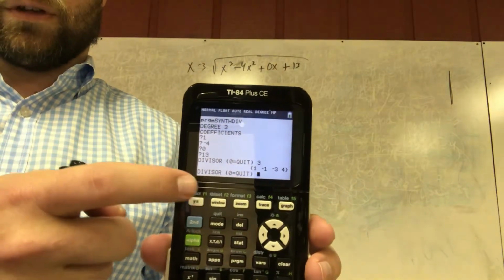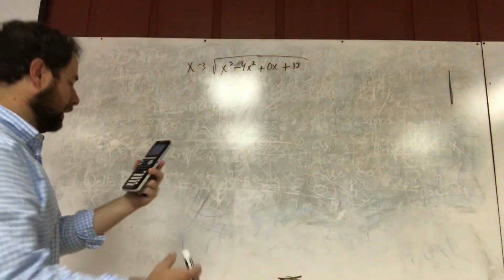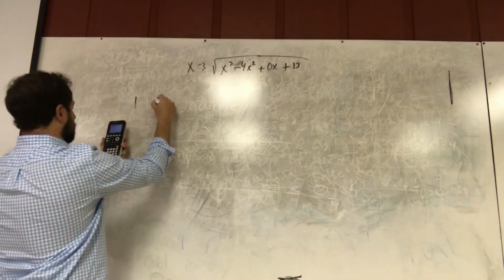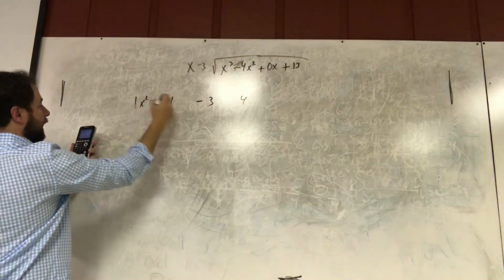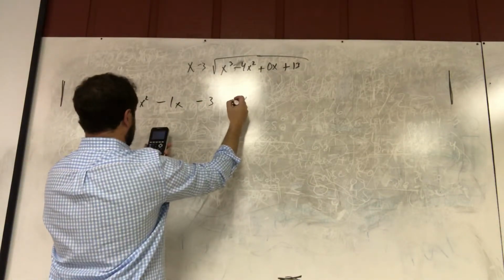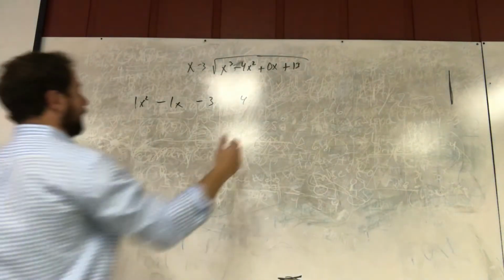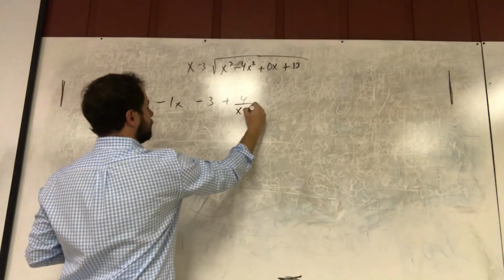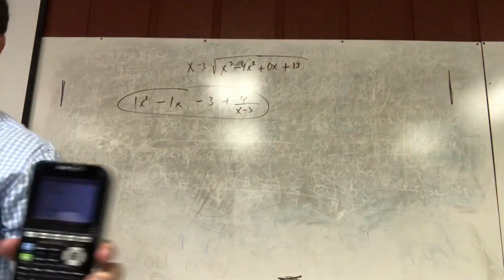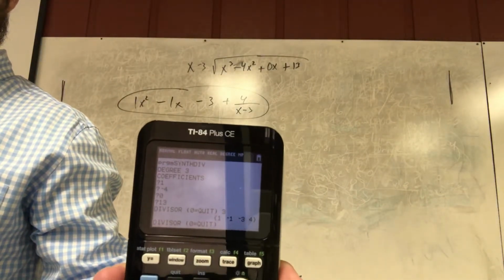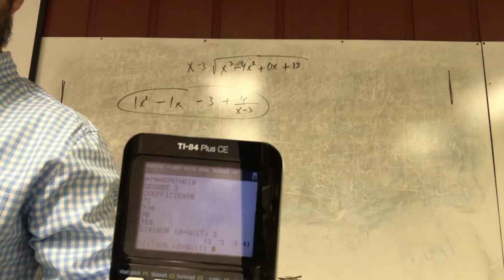Then when you hit enter, you can see what it is going to give you. It is going to give you 1, -1, -3, and 4. So your answer is going to be x squared, x, and then it's going to be a remainder of 4. So it'll be -3 plus 4 over x minus 3. And that is going to be your answer. So that is how you take it from what we have on the board, plug it in, and then that is what your answer looks like. That is how you do synthetic division.